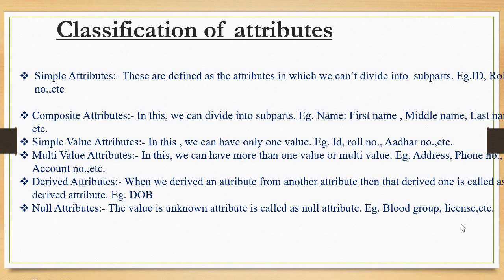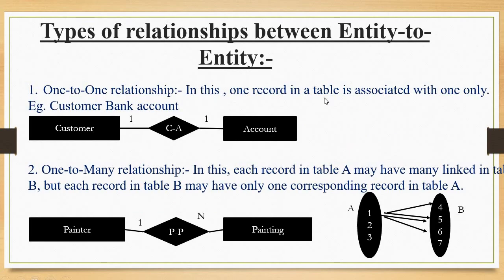So coming to the next slide. Now here we study the types of relationship between entity to entity. The first is the one-to-one relationship. In a one-to-one relationship, one record in a table is associated with only one record. Like customer and bank account. Here is the block diagram of that. You can see the customer, and here is the relation C to A, a one-to-one relation with the account. A customer has only one account and an account has only one customer. This is known as a one-to-one relationship.